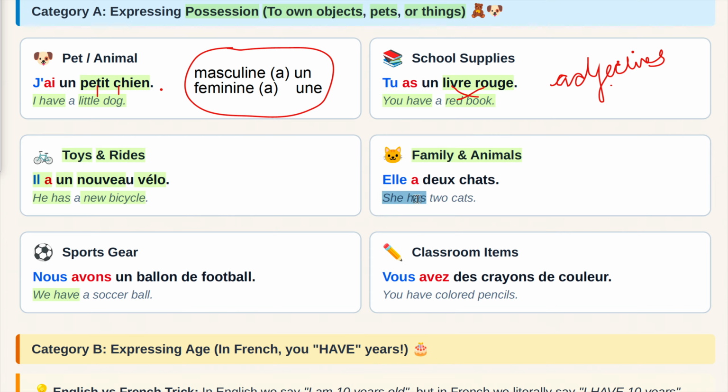She has 2 cats. Now what is "she has"? "She has" is elle a. D'accord? Elle a 2 chats. 2 is nothing but deux, and cats is nothing but chats. But make sure you are writing S here. D'accord? You are writing S here, to express that it is plural in number, 2 cats. D'accord?